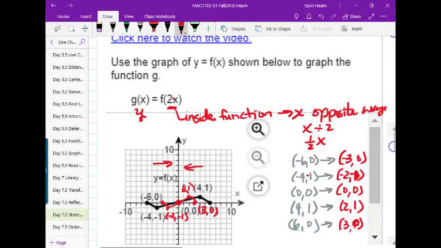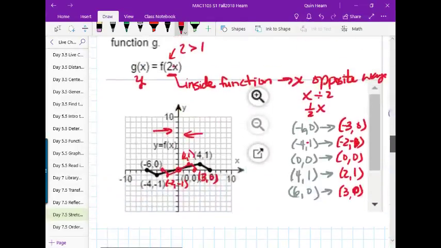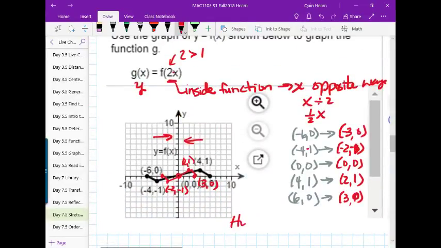Okay. All right, so that's what happens when you multiply inside the parentheses, inside the function, where the multiplier is greater than 1. It actually squishes it closer, the opposite of what you would think, closer to the y-axis. So this is called a horizontal compression.